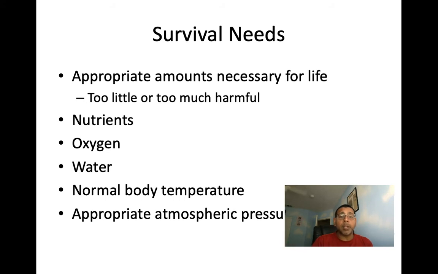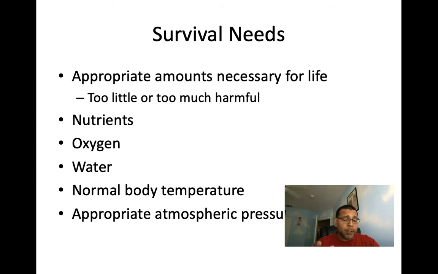Next, let's move on to our survival needs. The ultimate goal of our body's systems is to maintain life. Life is so fragile that it also requires several factors. And these factors are said to be our survival needs.